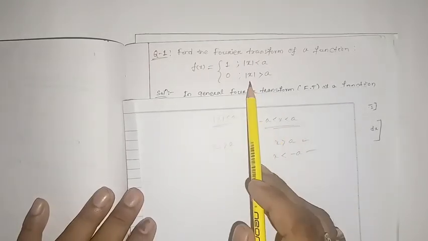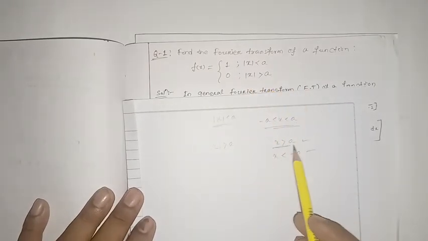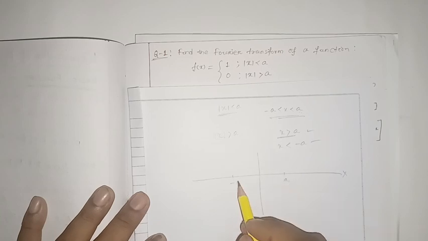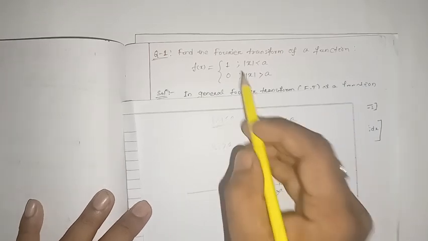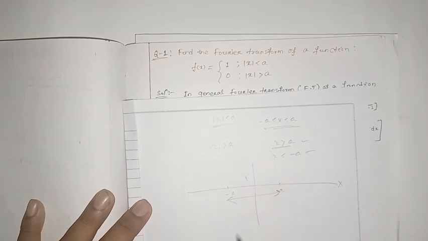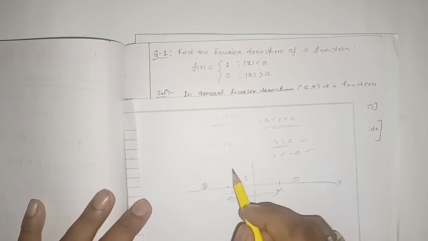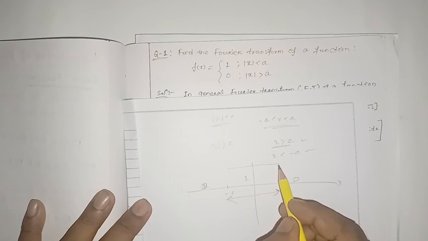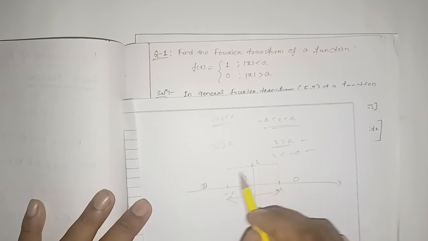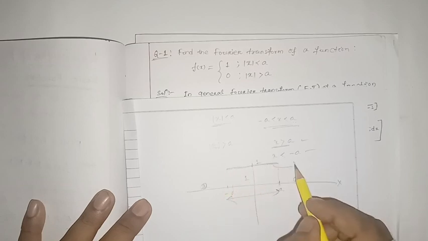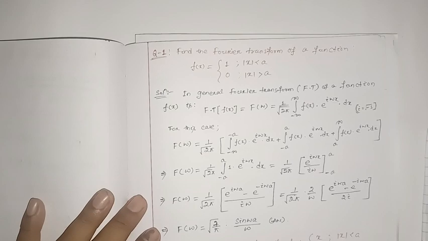If this is your x-axis, with minus a and plus a marked, then between this range the function value is 1, and above a it is 0, and below minus a it is also 0. So f(x) exists only between minus a and a, and that is the limit we have to put.